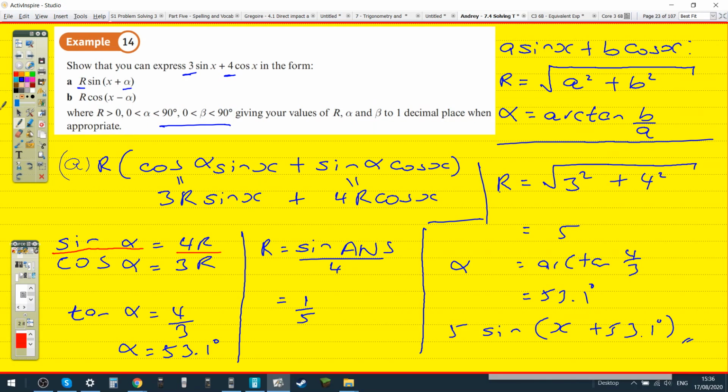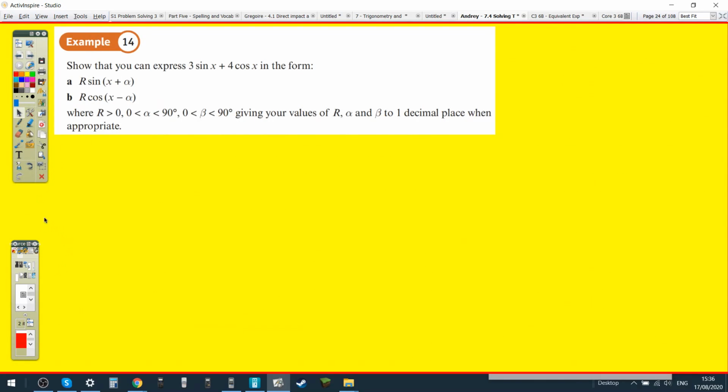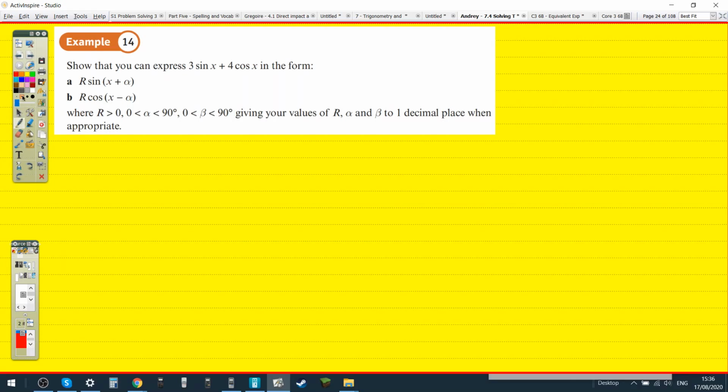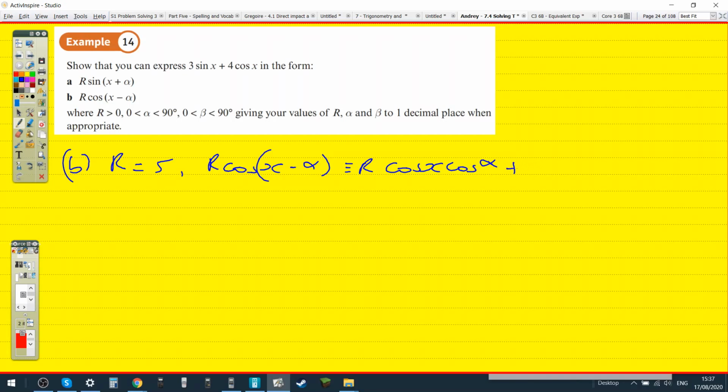I just want to see the second one, part B. R cos of x minus alpha. So we already have R. That was 5. So for B, R is 5. Cos of x minus alpha: do you remember the equivalent? No, I don't remember. So that one is cos x cos alpha, and then plus sine x sine alpha.